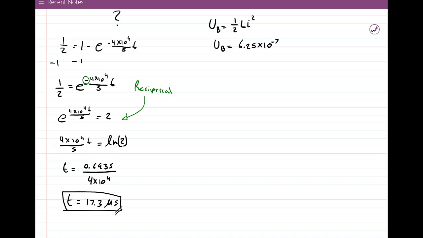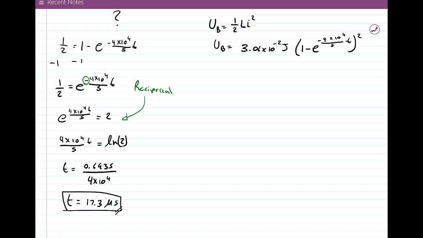0.7 squared is 0.49. So what is 0.49 times 6.25? 3.06, and that's going to be joules. And this is times 1 minus e raised to the negative 4 times 10 to the 4th per second, and that's going to be squared. So this is the energy as a function of time for this particular problem.